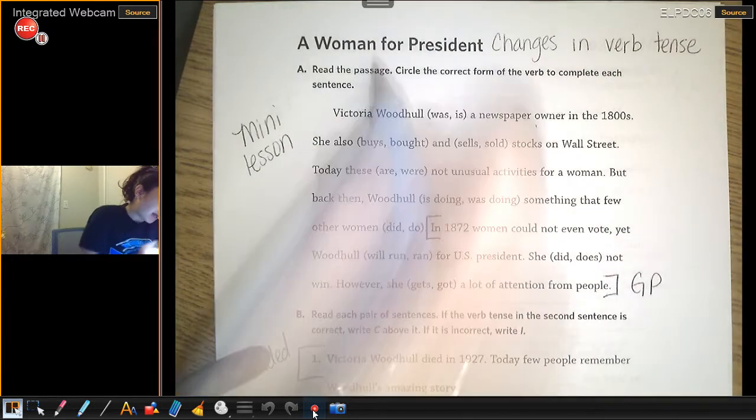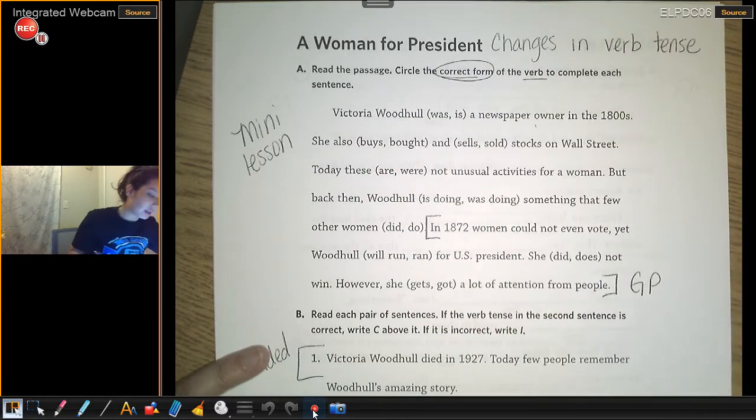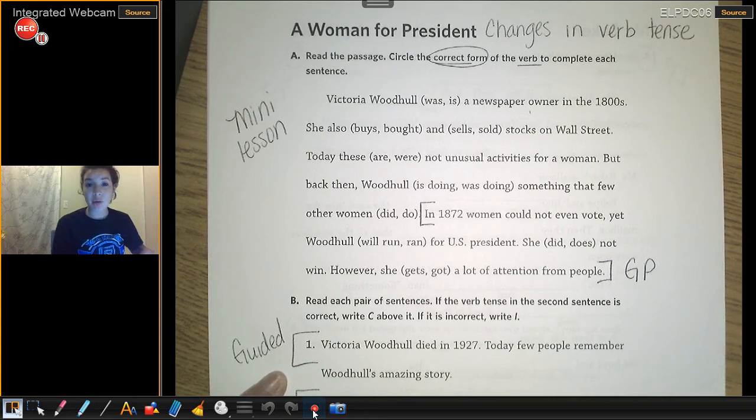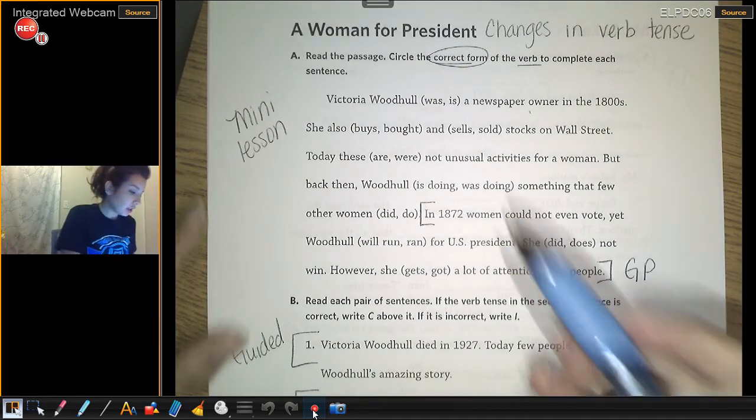It says, read the passage. Circle the correct form of the verb to complete each sentence. So they are giving us options already that we are going to choose from. So really what we're going to focus on is our thinking skills. How are we going to find out that answer? What are the context clues we are looking for? So let's look at the first sentence.